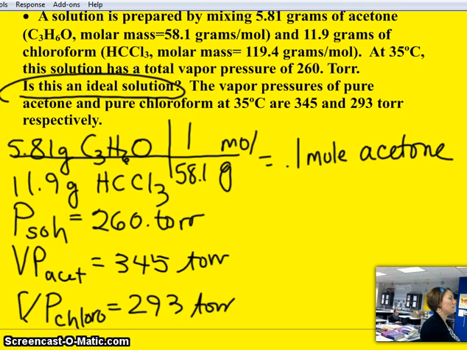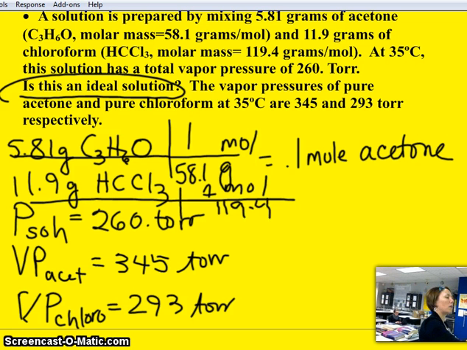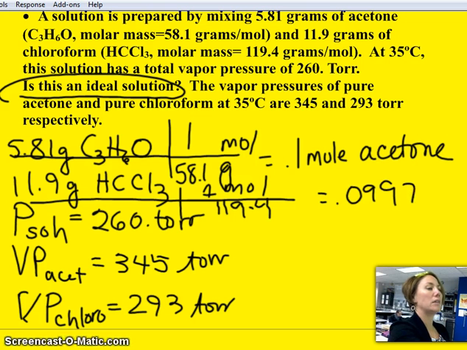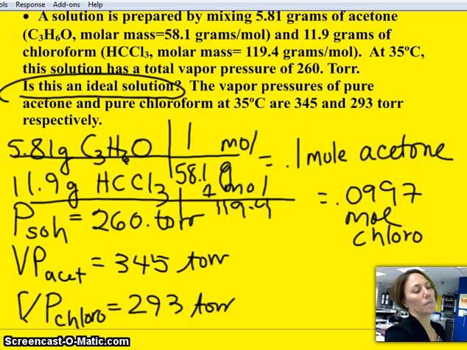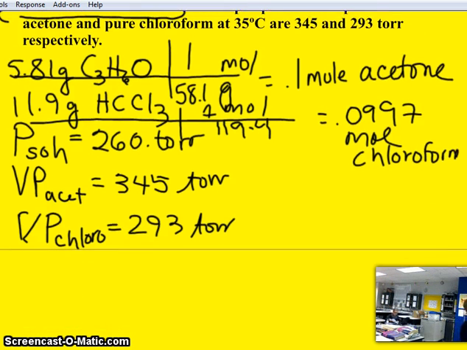And I'll do the same thing for my chloroform here. 1 mole of chloroform is 119.4, which also gives me, what do we have, 0.0997 moles of the chloroform. Okay? So now I can plug into that formula.